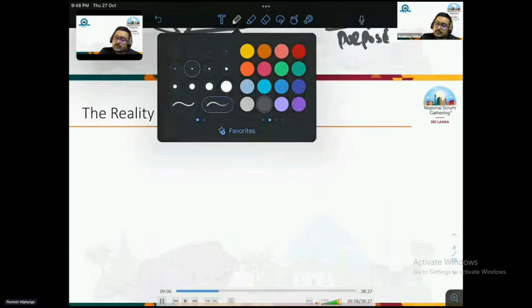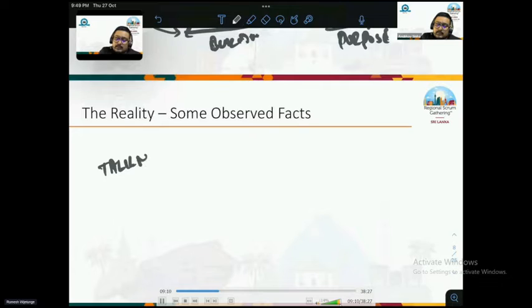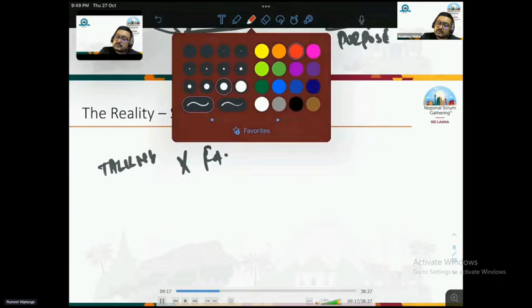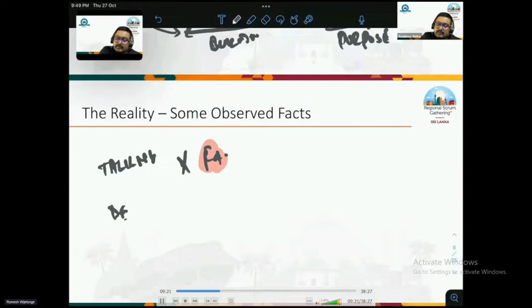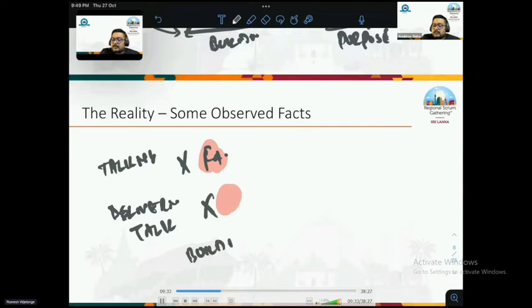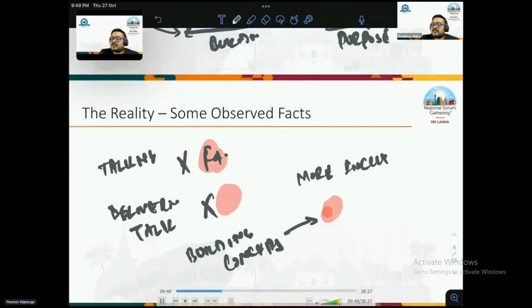Reality, if you ask me, talking is not facilitation. Let me use different colors. Delivering a talk is not facilitation. Building concepts on someone else is not a facilitation. Becoming more inclusive, and making a deep dive in conversations by building yourself, is not a facilitation. Then we will see what is a facilitation.